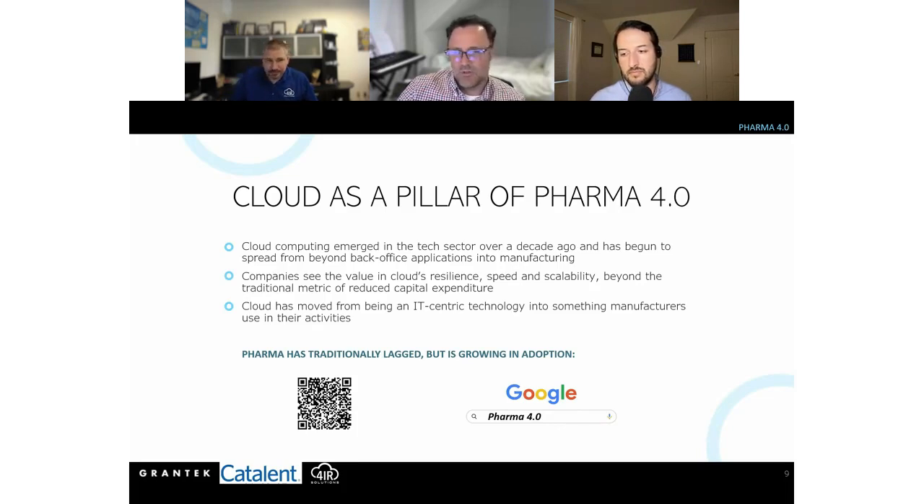Furthermore, in a quick Google search for Pharma 4.0, almost every article lists cloud technologies as the first or second item in the list of enabling technologies. So it's clear that cloud is the pillar that bolsters digital transformation.